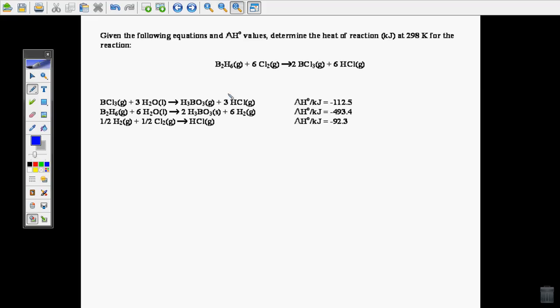Alright, given the following reaction delta H values, find the delta H, or the heat of reaction, or heat of formation of this equation. Okay, so here I have B2H6 on this side, and here it's on this side. So I'm going to leave the second equation alone. Then I have 6 Cl2s. I need 12 of these so that I have 6 Cl2s, and that means I need to multiply this by 12. Then I've got 2 BCl3s. Well, they're on the wrong side, so I need to flip it and multiply it by 2.